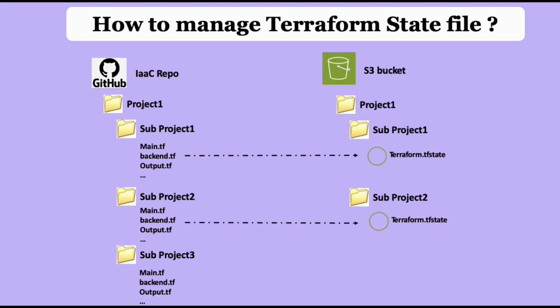So for every project on the left side, you have the corresponding folder on the right side in the S3 bucket, and it will contain the terraform.tfstate file for each component. So this is how you can manage the mapping.